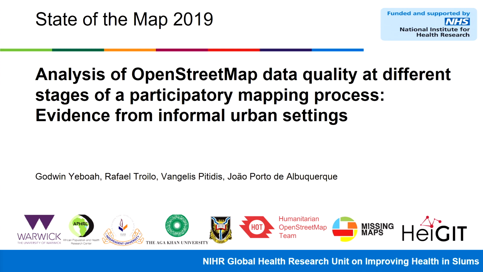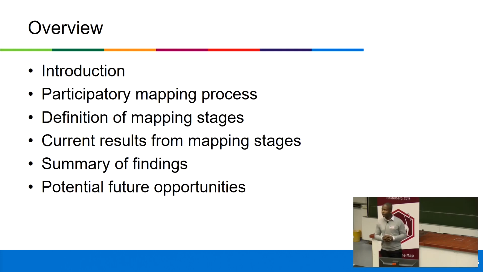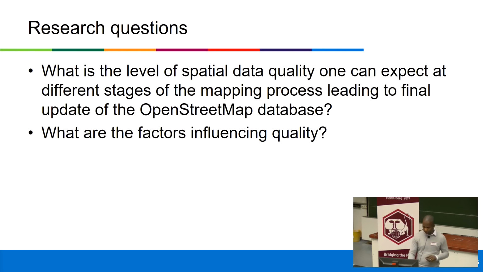The logos below are the logos of our partners and other collaborators, and the one at the top right is for our main funder. As an overview, I'm going to highlight the research questions guiding this preliminary study, then talk about the ongoing project, then the participatory mapping process, and how we define the mapping stages from this process. Next will be the results from these defined mapping stages, and then some concluding remarks.